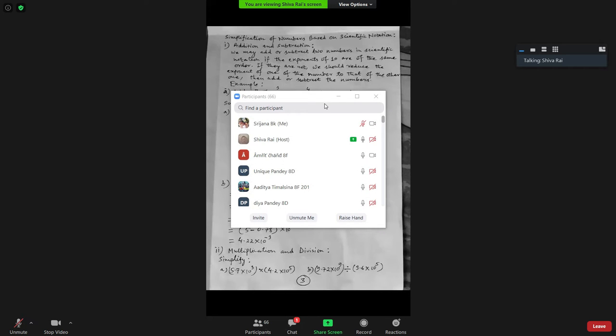Are you getting me? Yes, sir. Now add them. 7.56 and 85, you will get 92.56 into 10 cube. But it is not in scientific notation. Now after this you change into the scientific notation. We are near to the final step. Here is 92, which is more than 10. So it must be less than 10.